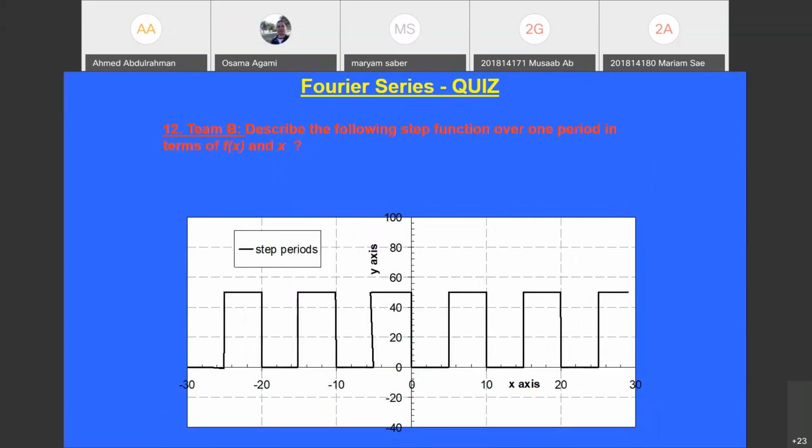Back again to the female section. Describe the following step function over one period in terms of f of x and x. So you have to choose one period, right? So what's your period? From what to what? Female section, please.